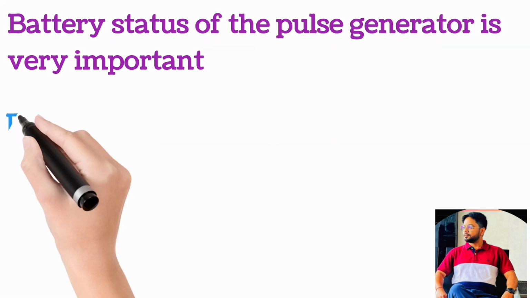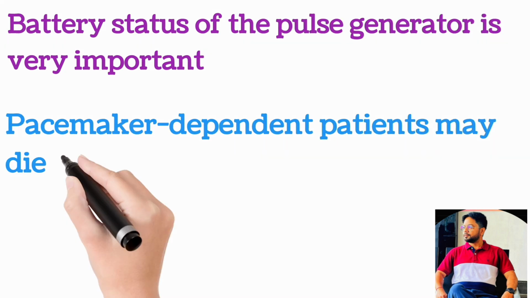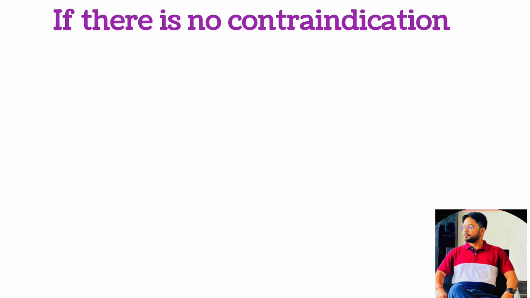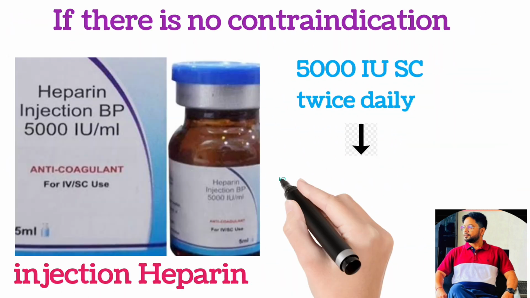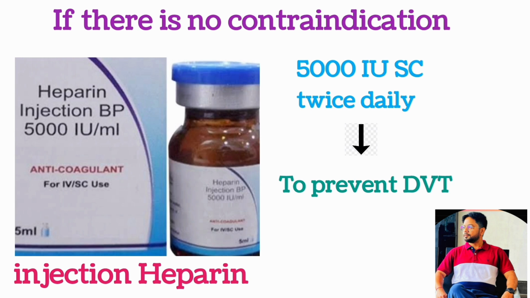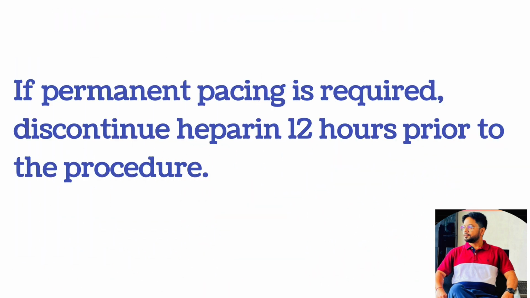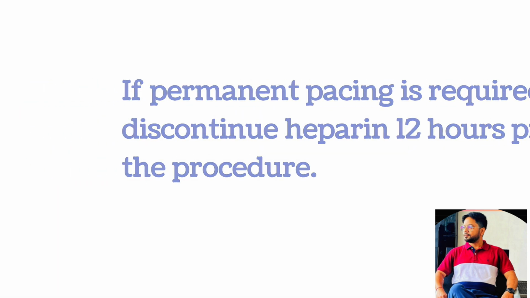Battery status of the pulse generator is very important. Pacemaker dependent patients who are not on a cardiac monitor may die unattended if the battery is exhausted and not replaced in time. If there is no contraindication, 5000 international units of subcutaneous heparin twice daily is given to prevent deep venous thrombosis, particularly when the femoral vein route is chosen. If a permanent pacemaker is required, discontinue heparin 12 hours prior to the procedure.